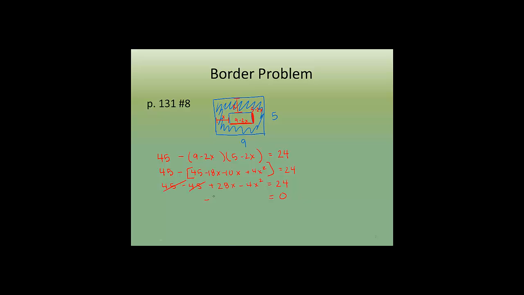So I will be left with negative 4x squared plus 28x minus 24. I have a GCF of negative 4, and I'm going to divide that out. So I have negative 4 times the quantity x squared minus 7x plus 6 equals 0. If I divide both sides by negative 4, I'm left with only x squared minus 7x plus 6 equal to 0. And then I can factor that and use the zero product property.